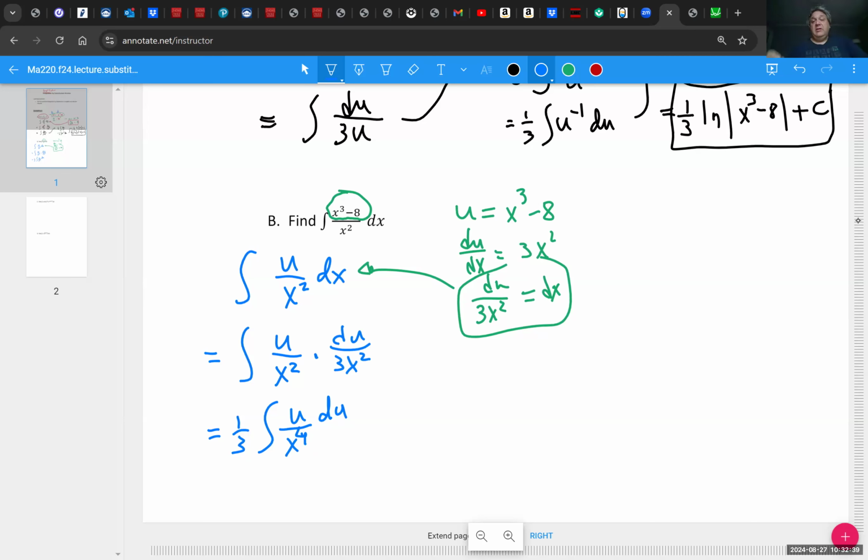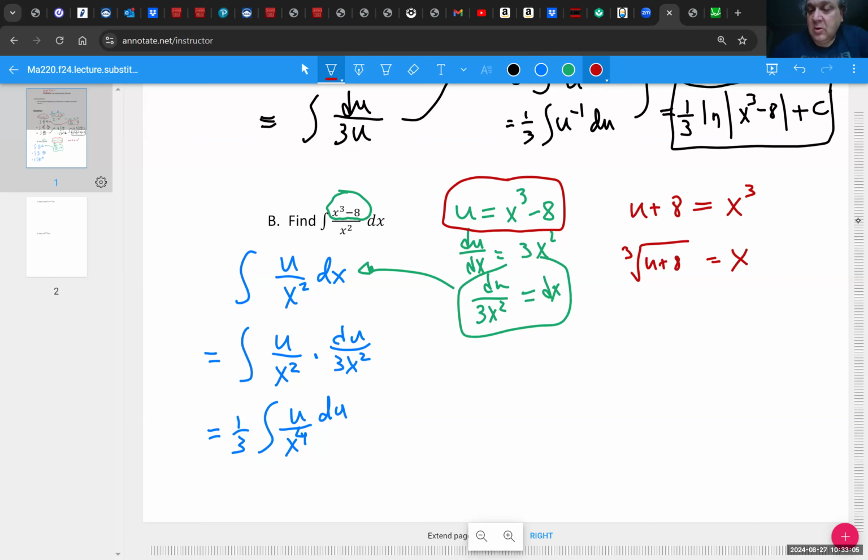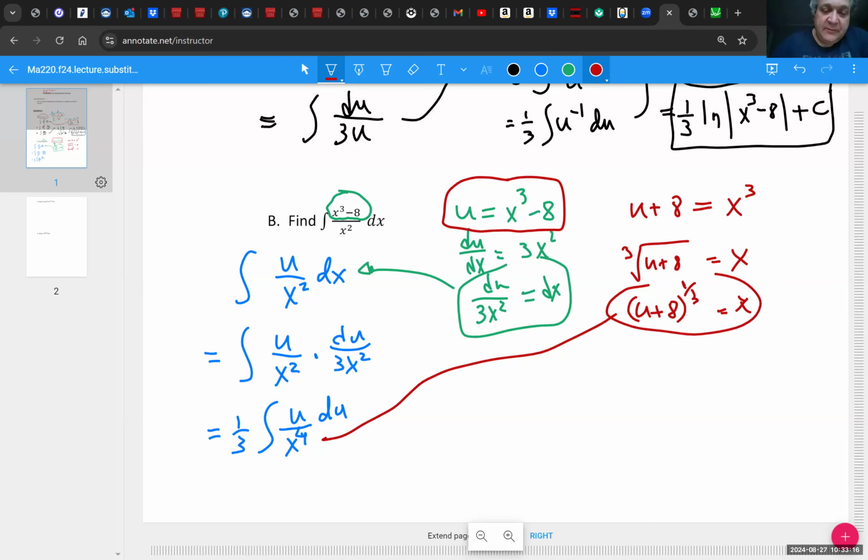Well, again, we defined what u is. We know this because we made up that substitution for x's into u's. So we can simply solve for x in this problem. If I add 8 to both sides, I get u plus 8 is equal to x cubed. And if I cube root both sides, I get x is equal to the cube root of u plus 8, or maybe we should write this as u plus 8 to the 1/3 exponent. So now I know how to get rid of x. So I'm going to take this and put it in for the x over here. All right, so what does that give us?